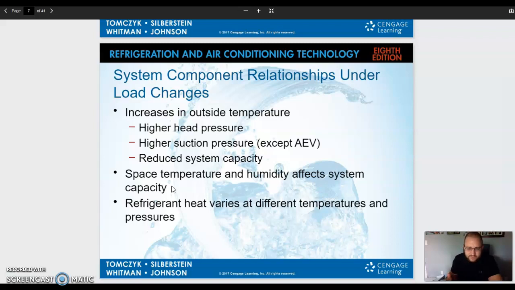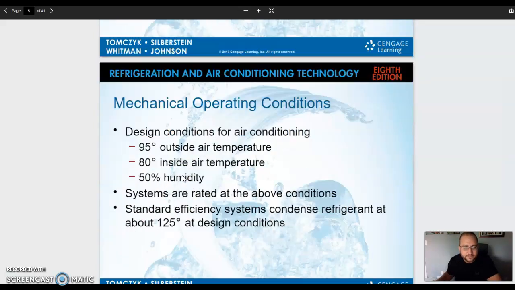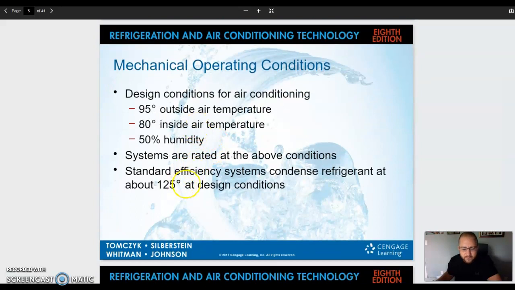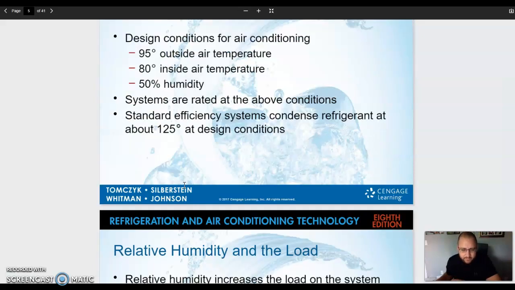So if it's 95 outside, it has to be warmer. How much warmer? Well, that's where it goes back to this. So if it's a 95-degree day, standard efficiency systems are usually going to run 20 to 30 degrees above ambient.